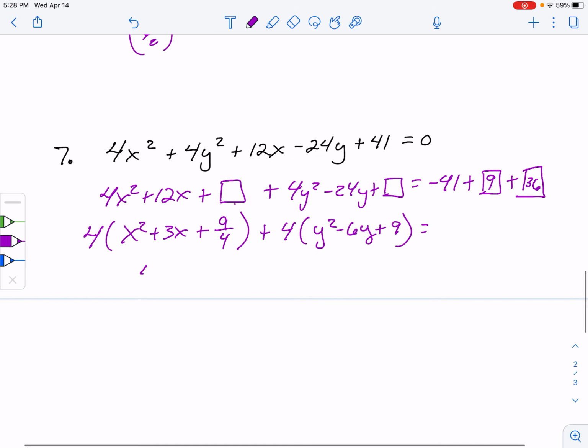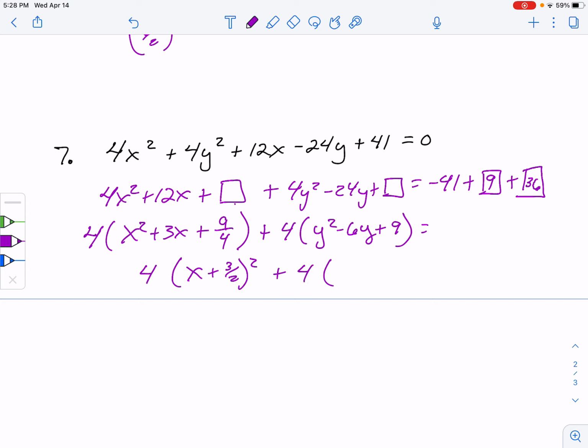So this becomes 4 times (x plus 3 halves) squared plus 4 times (y minus 3) squared equals, what's negative 41 plus 9 plus 36? I don't know. Let's see. Okay, that was difficult. Negative 41 plus 9 plus 36 equals 4.